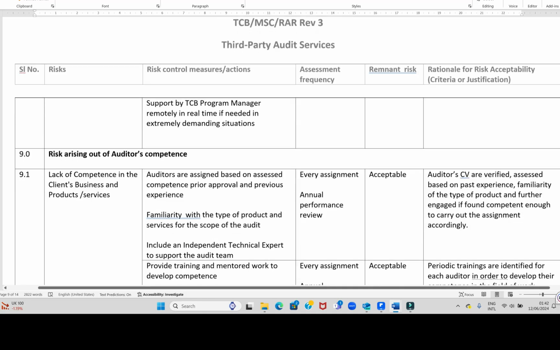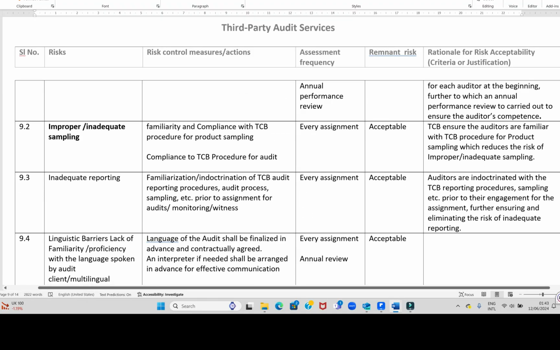Risk arising out of auditor's competence, I've already talked about. Sometimes an auditor may have some lack of experience in certain areas. In that case, we introduce a technical expert in the team, an independent technical expert to support the team. For every assignment, we check the auditor's CV and verify whether their experience is good enough. If not, we provide a technical expert for every assignment. We also annually review the performance, and based on that, we bring the risk to an acceptable level. Sometimes we send witness audits. Things like improper, inadequate sampling, I've already mentioned, sampling can bring risk. Scope of the audit can bring risk.